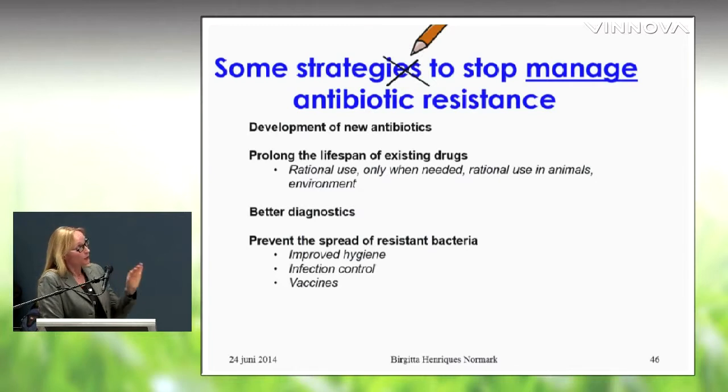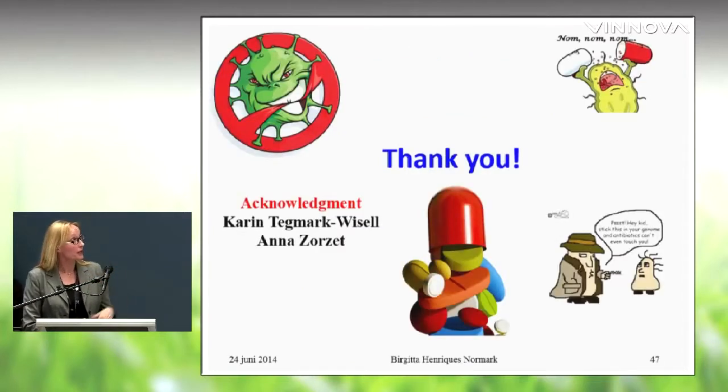But to do this, we also need better diagnostics. This is also very important. And for the prevention of the spread, as I said, improved hygiene and infection control are very important. But then we can also use vaccines. This is another way of trying to prevent the spread of infections. And by that, I want to finish and also acknowledge Karin Tegmark-Wisell and Anna Sorset for sharing some of the slides with me. So thank you.